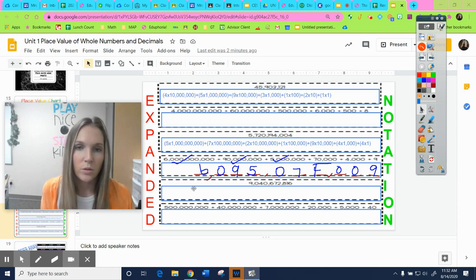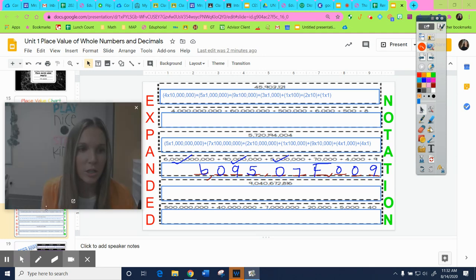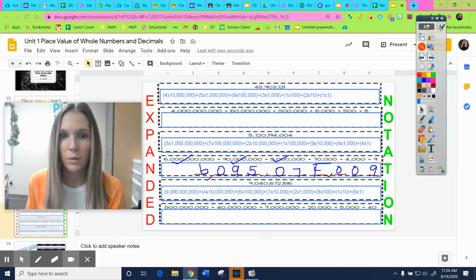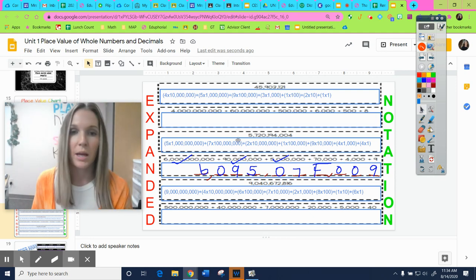Okay, you guys work on this. And then when I come back on here, you'll be able to check your answer. Okay, guys, here is my answer. I want you to check yours and make sure you got it right. Okay. After you've checked it, I want you to correct your answer if you did not get it correct, because you're going to want this to look back on. Okay, and then I want you to follow along with me on this expanded form number. We're going to turn it into standard form.